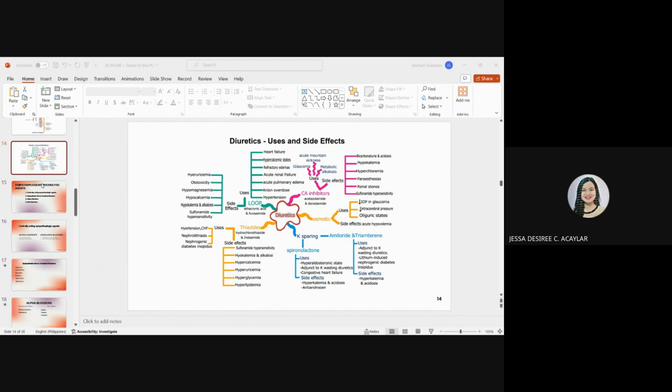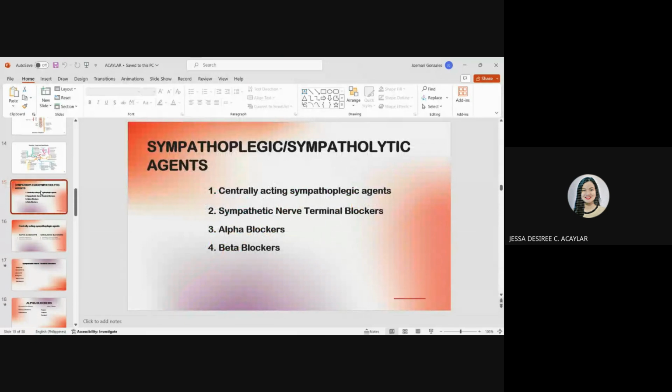So, next are the sympatholytic agents. There are four: the centrally acting sympathoplegic agents, sympathetic nerve terminal blockers, the alpha blockers, and the beta blockers.